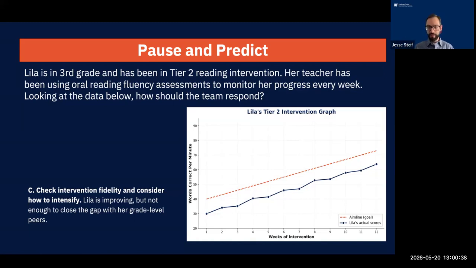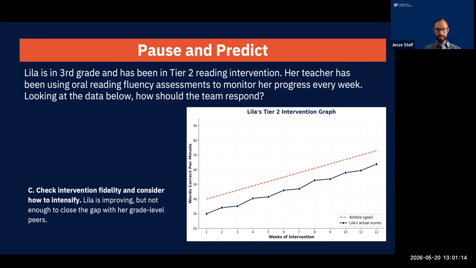So she is making some improvement, but we need to do something like either intensify her intervention if she's getting it as planned, or look at fidelity. Maybe there's a piece of the intervention that is not being implemented, or not being implemented consistently. Maybe she's 5 minutes late half the time and is missing a piece of the intervention, something like that. We need to intensify her intervention because she's just not going to be able to meet that goal.